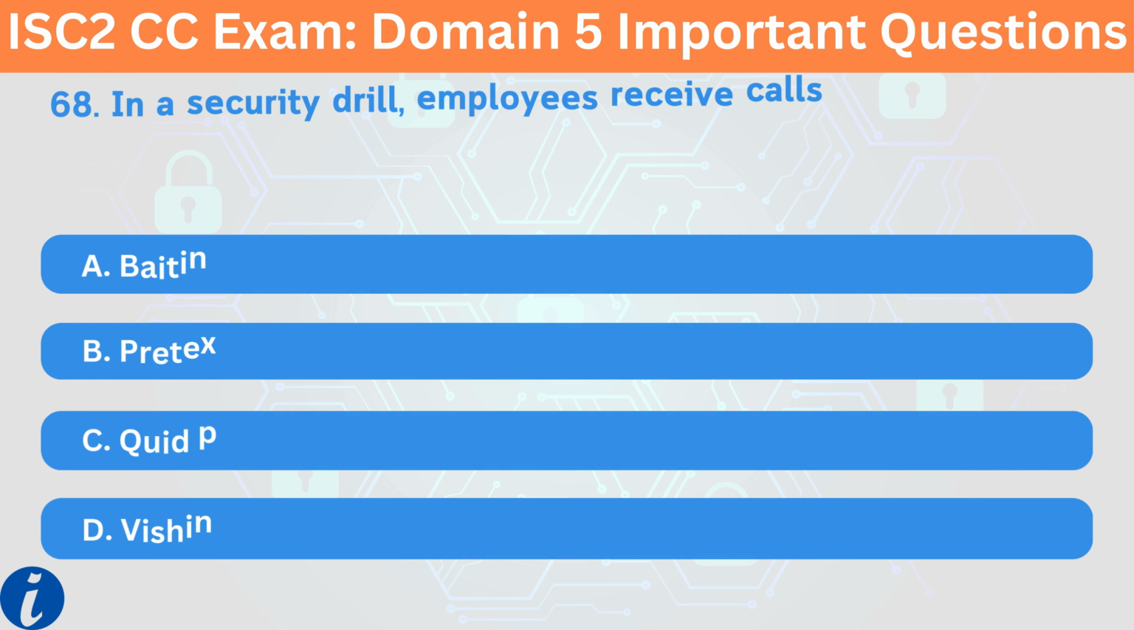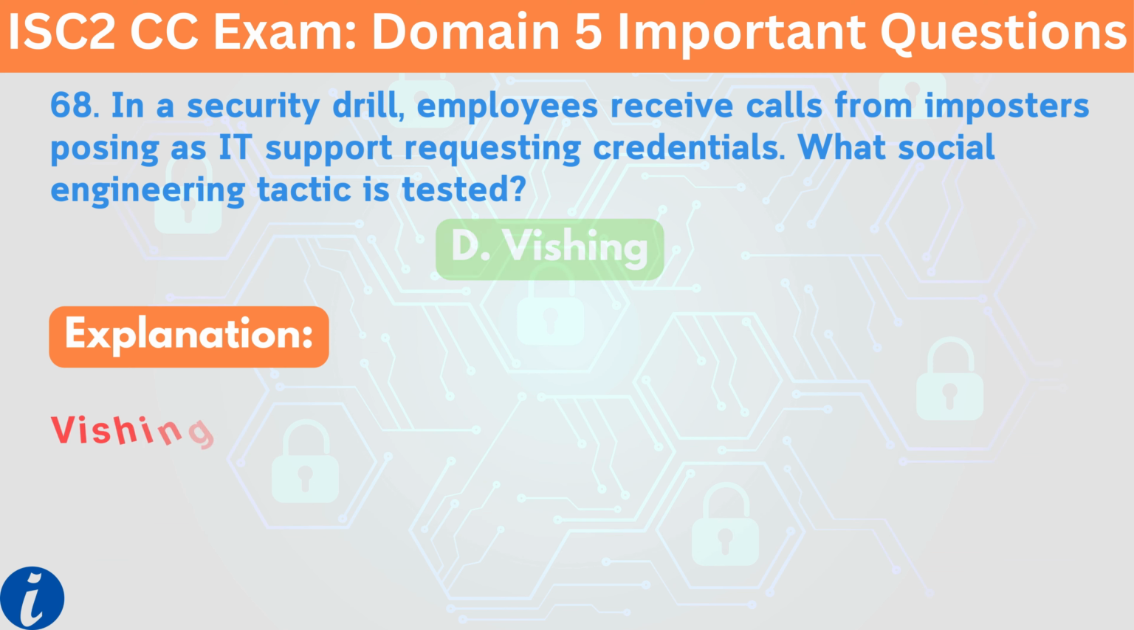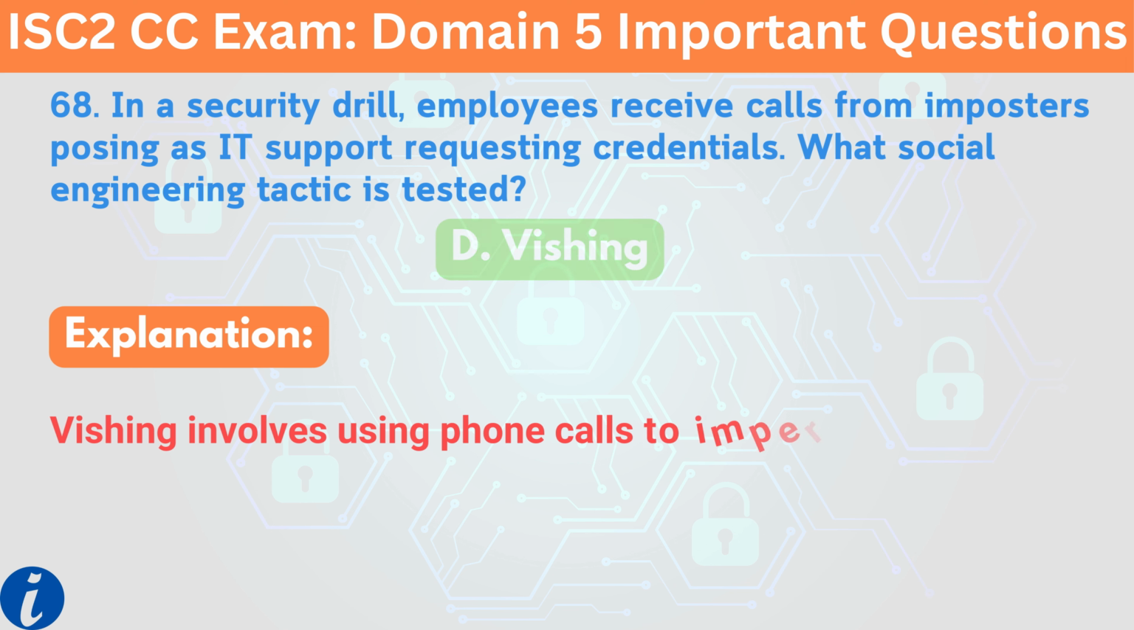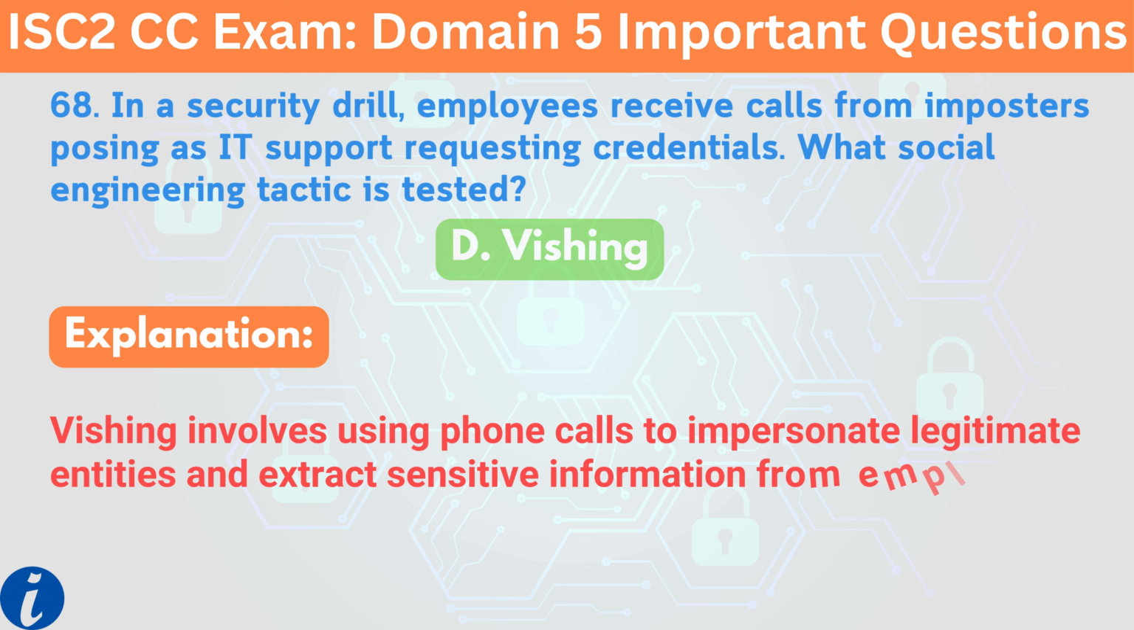68. In a security drill, employees receive calls from imposters posing as IT support requesting credentials. What social engineering tactic is tested? A. Baiting. B. Pretexting. C. Quid pro quo. D. Vishing. The correct answer is D. Vishing. Explanation. Vishing involves using phone calls to impersonate legitimate entities and extract sensitive information from employees.